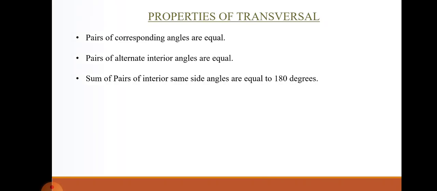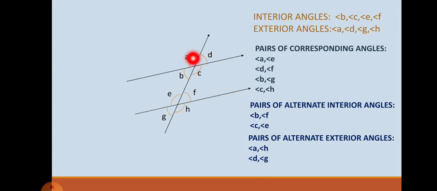Here, what are the corresponding angles? A and E. According to the property of corresponding angles, whatever the angle A is, the same angle you can observe at E also. If A is 120 degrees, E must be 120 degrees. If D is 60 degrees, what is the corresponding angle of D? F. So if angle D is 60 degrees, angle F must also be 60 degrees. And what is the corresponding angle of C? H. If C is 120 degrees, H also must be 120 degrees.